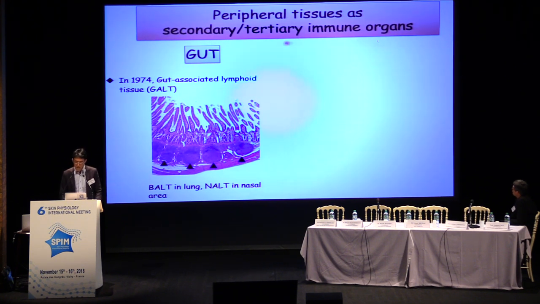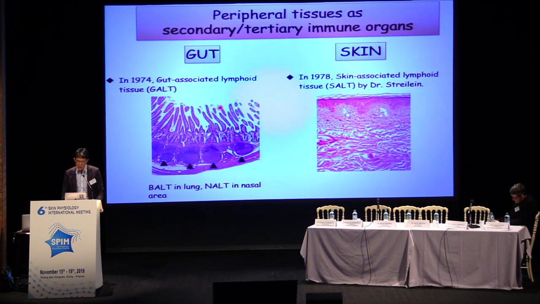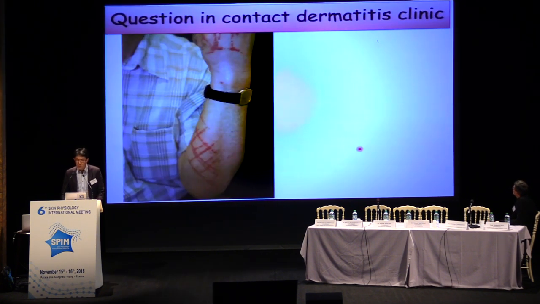As you know, in the gut, Peyer's patches exist, which is called gut-associated lymphoid tissue. But in the skin, we don't detect any lymphoid tissues under the steady state. Then how are immune responses modulated in the skin? That is my question. And to address this question, we use a contact dermatitis model.